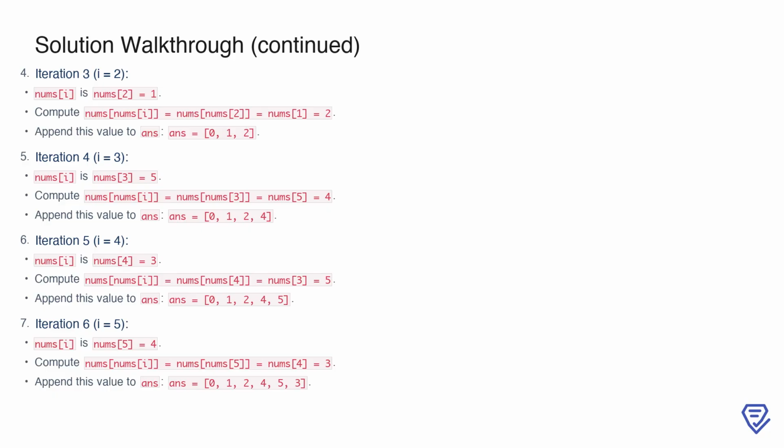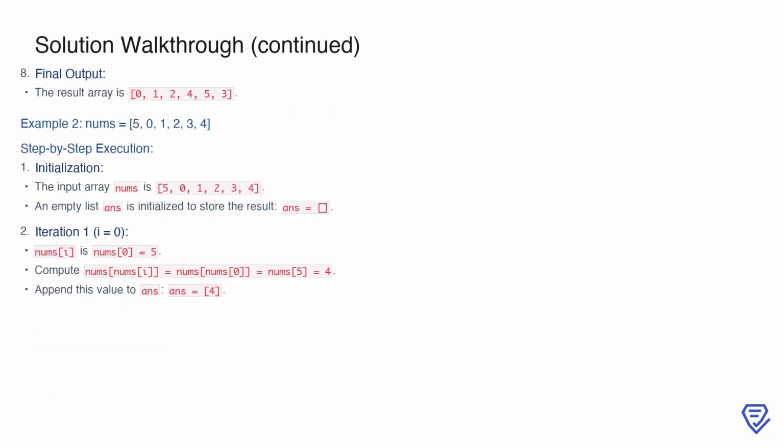Lastly, at index i equals 5, nums[i] is 4. Computing nums[nums[i]] gives nums[4] equals 3. Adding this value to ans completes the array as [0, 1, 2, 4, 5, 3]. With all iterations complete, the final output for this example is [0, 1, 2, 4, 5, 3].